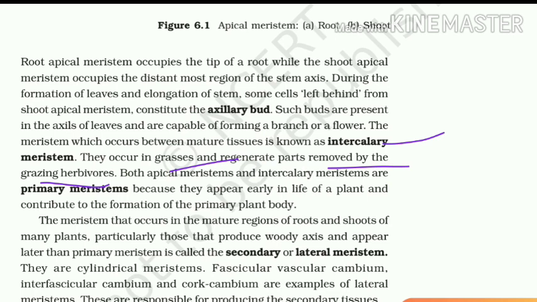Both apical meristem and intercalary meristem together are said to be the primary meristem. Why are they primary meristem? They appear earlier in the life cycle of the plant. That's why they are primary meristem. A question like assertion-reason may arise from this topic. So be confident, it is as simple as that.